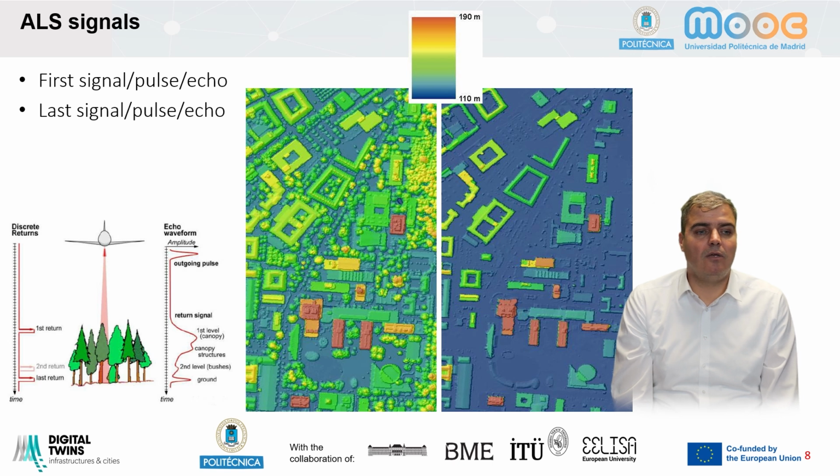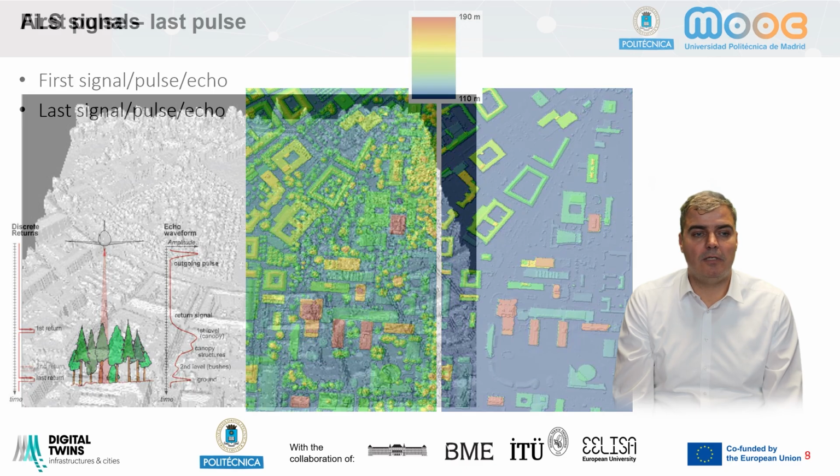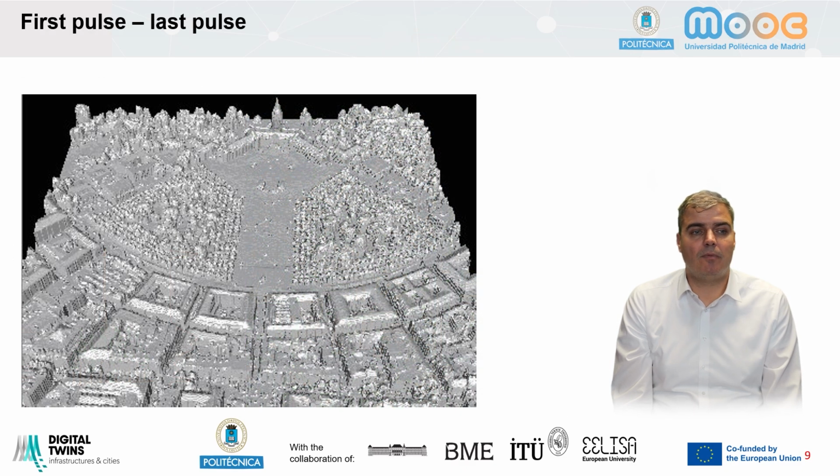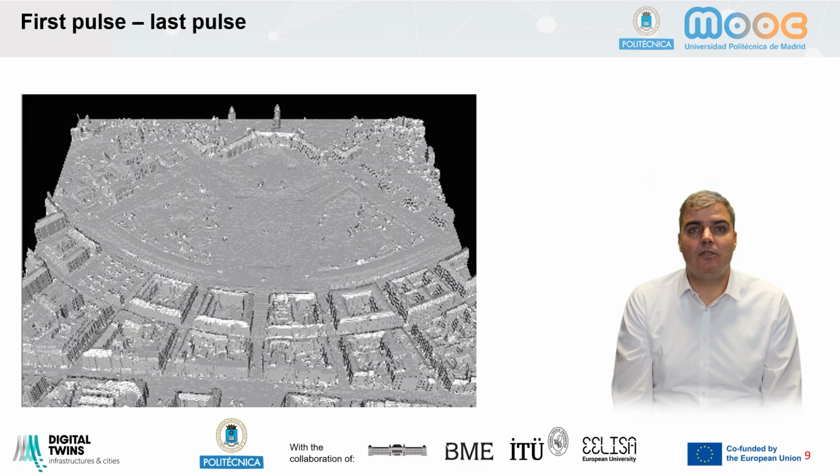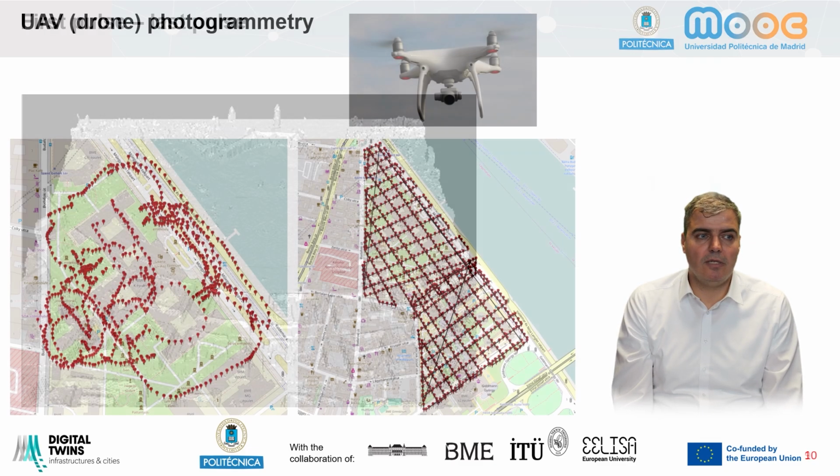So you can see on the left side, or in the middle in this case, an area with vegetation, and on the right side without vegetation. That's the same area, from Karlsruhe. Now you can see the buildings and the vegetation. If I just consider the last pulse, then the vegetation is removed without any kind of filtering. So that's a main difference between photogrammetry and laser scanning: it penetrates through the vegetation and we can capture points from the ground and remove the vegetation easily.